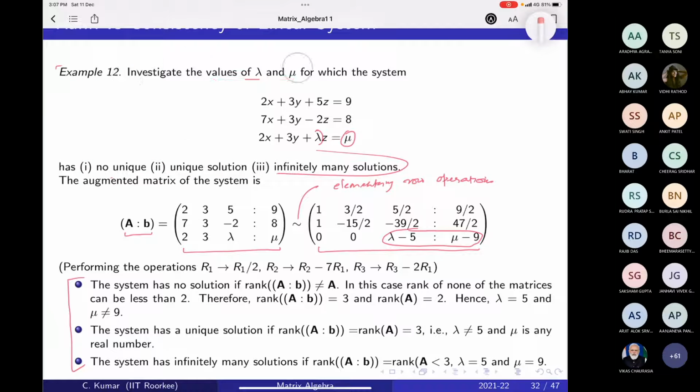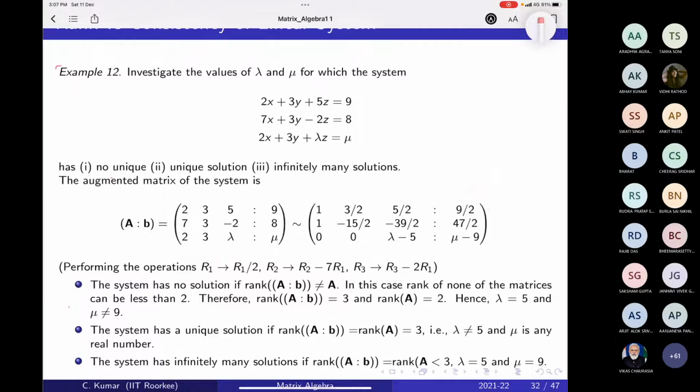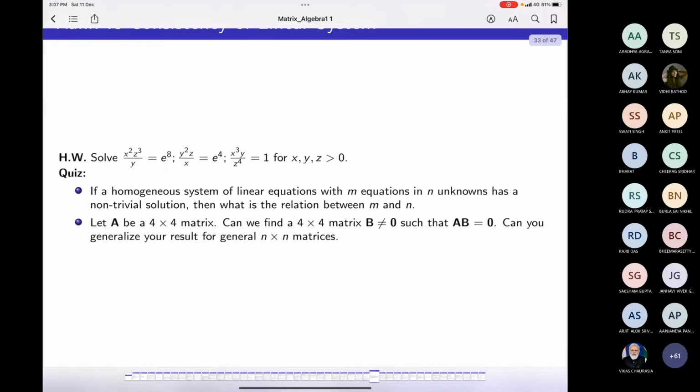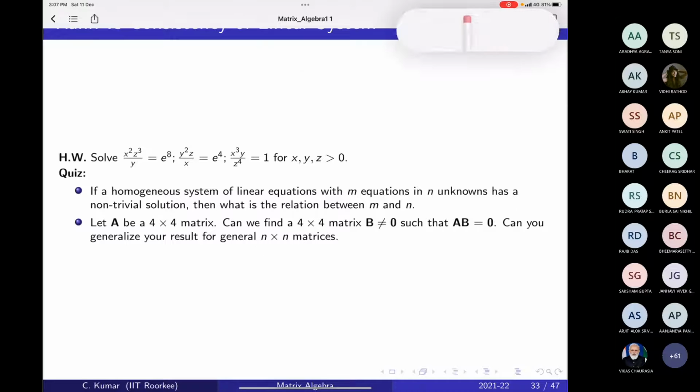and then you have a couple more exercises, so that you can also try them at home. So homework and some quiz questions.